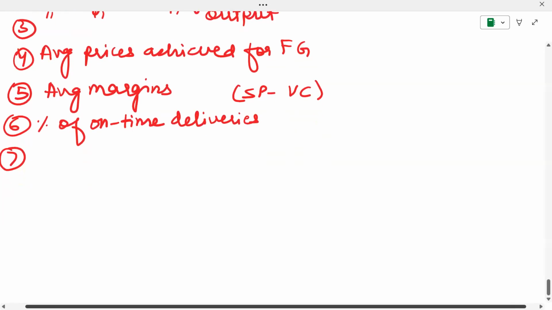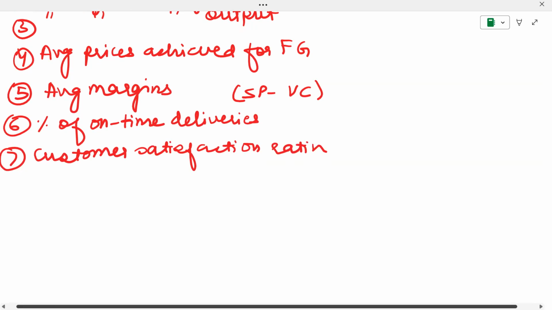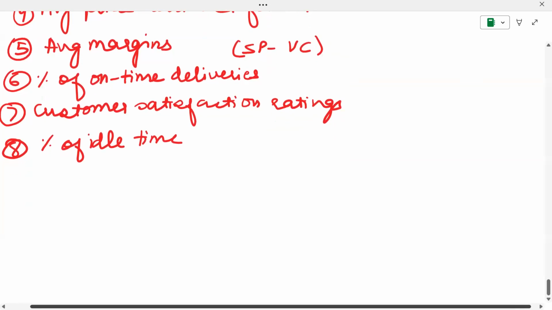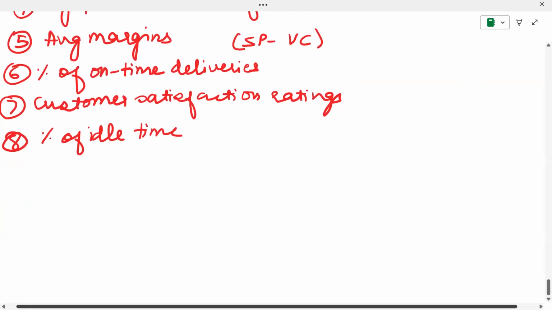Another performance measure can be the customer satisfaction ratings. How satisfied are these customers? Another thing can be the percentage of idle time. So these are just a few examples of what performance measures can be used to control production processes.